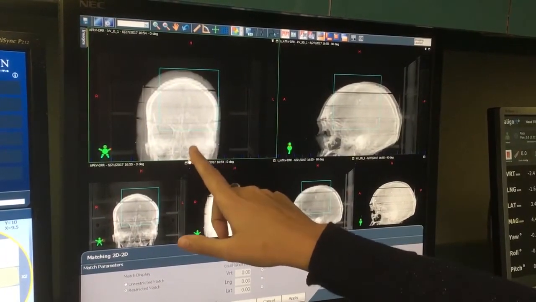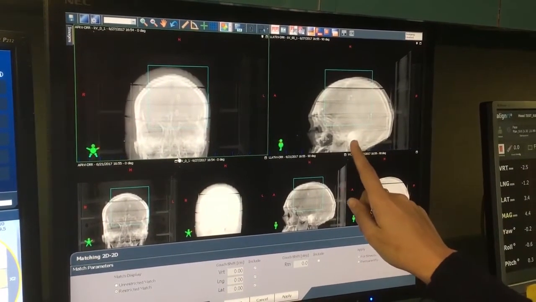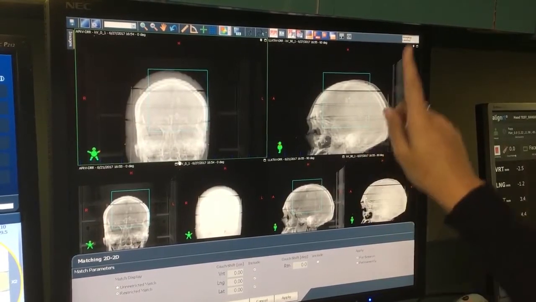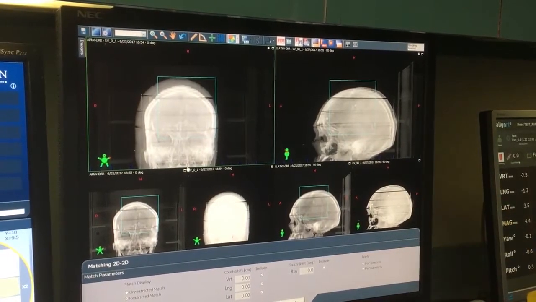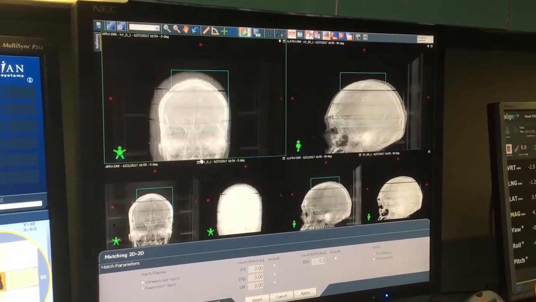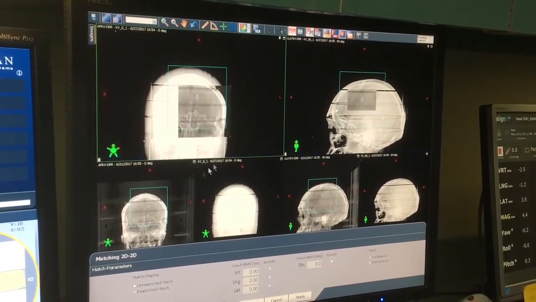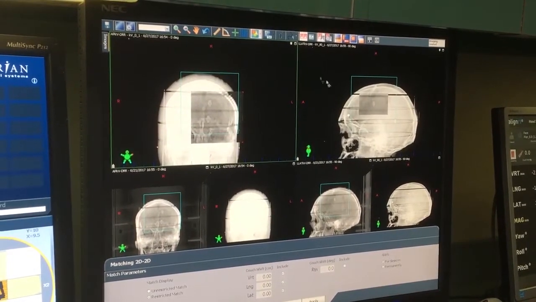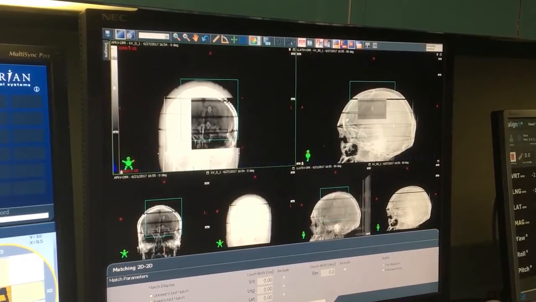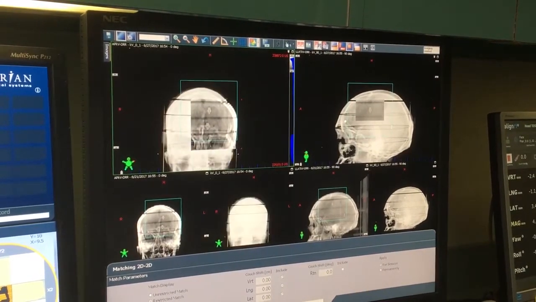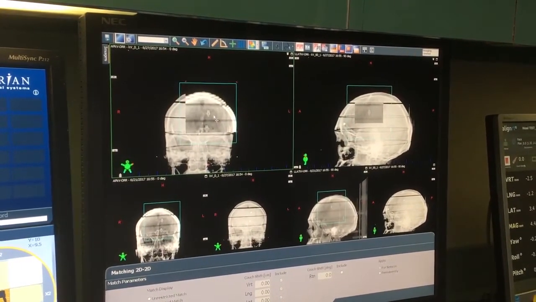For the AP or PA one, you can shift superior, inferior, and laterally. For the lateral kV image, it allows you to also shift superior, inferior, but this time it also allows you to shift anterior, posterior. So it gives you the opportunity to set up the patient in all three directions. So what you would do is you would look at the DRRs, which are the images that you obtain from the planning CT, and you would compare those to the kV images. And that's what you use to set up the patient so that they match the treatment position as expected.